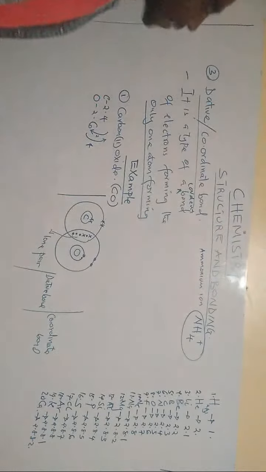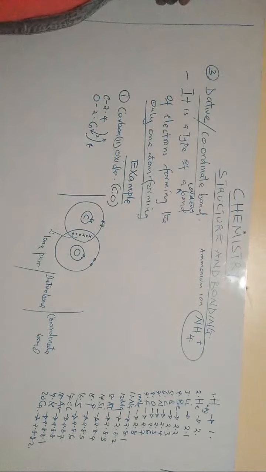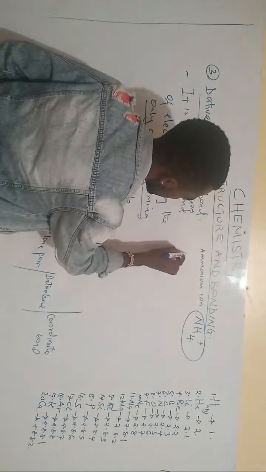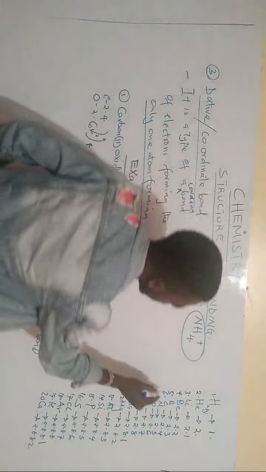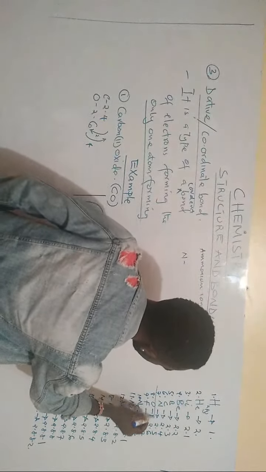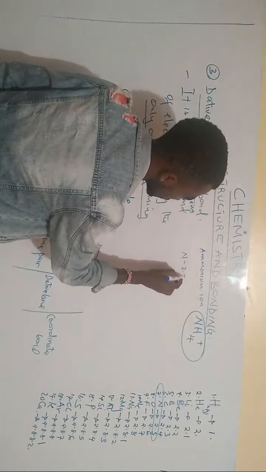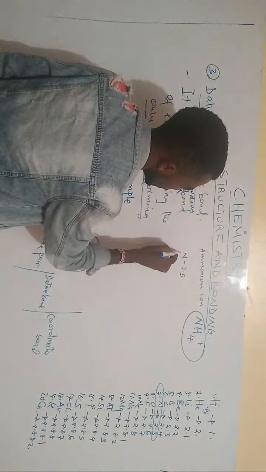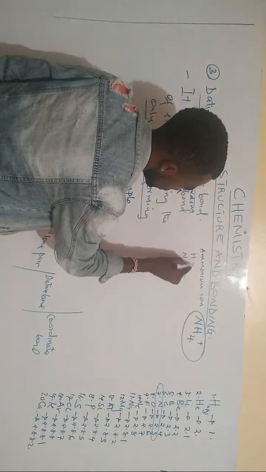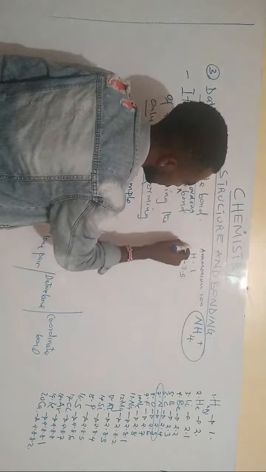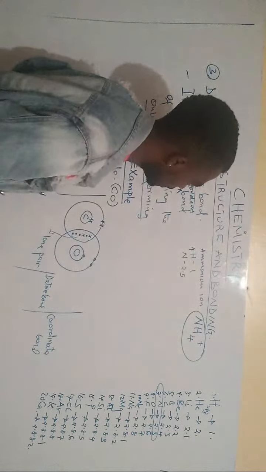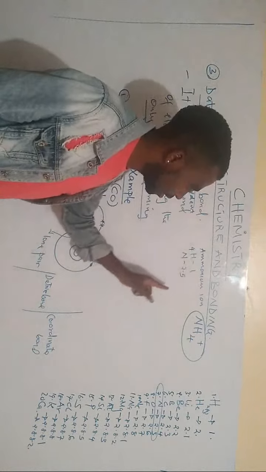Don't forget the ammonium ion. You find it is nitrogen attached to hydrogen. So we have nitrogen, which is number 7, with 2:5. Then we have hydrogen, which is 1. In the case here, there are 4, meaning they need 4 to be stable. This one, they need 3 to be stable.